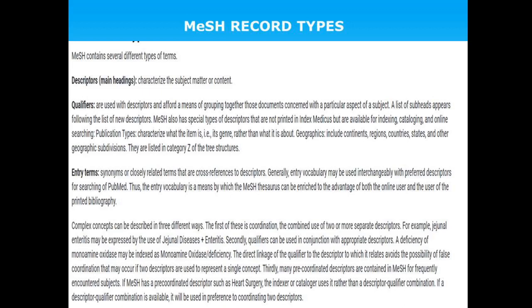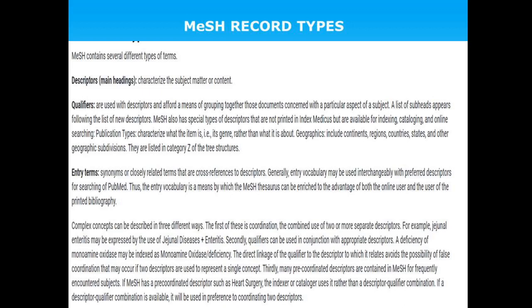Fine. So complex concepts can be expressed in three different ways. If the concept is not simple, if the concept is complex, they represent it using three different ways. The first is coordination, that is combining more than one concept. You combine two or more separate descriptors. For example, jejunal entities may be expressed by the use of jejunal disease plus enteritis. Okay. So they are combining diseases with the second concept.